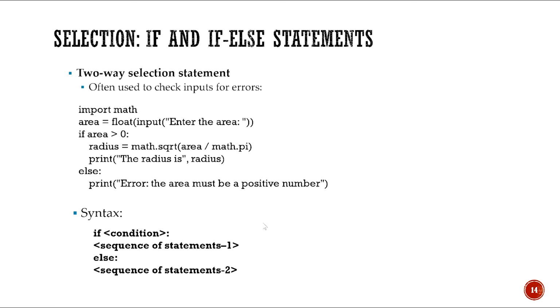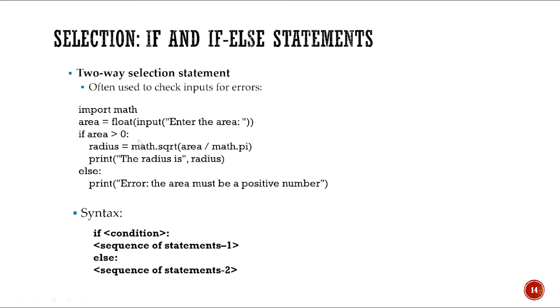Now let's start with the two-way selection statement. So if this condition holds, do this, otherwise do the rest. So we call it a two-way selection statement. We usually use two-way selection statements to check inputs for errors. In this piece of code, we are using the math module that we discussed before, the very first module that we played with. So we first import it, and then we ask the user to enter the area of a circle. So this piece of code asks the area of a circle and then returns the radius of that circle.